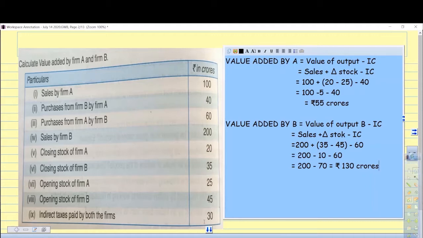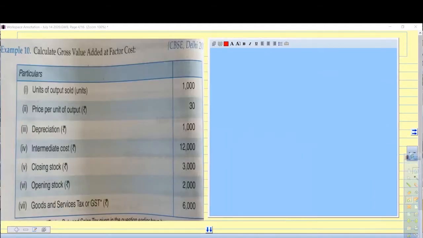We'll move on to the second question. So this is the second question. Calculate gross value added at factor cost. Gross value added at factor cost is equal to gross domestic product at factor cost. We know that if we proceed with value added method, the final answer that we will be getting is gross domestic product at market price, right?